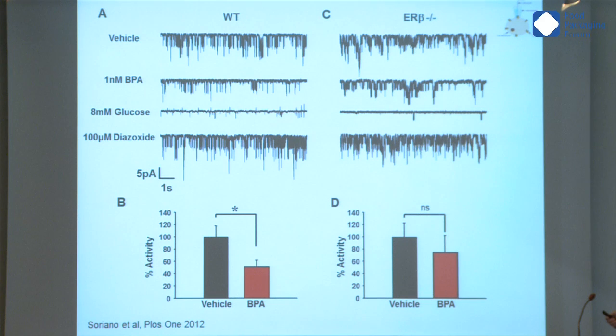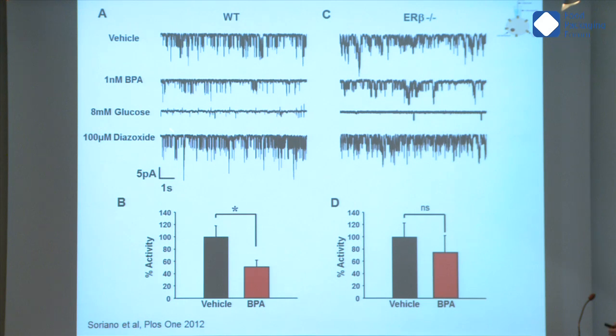And we can measure the activity of this channel using the patch clamp technique. So what we do here is see the opening of the channels. This is the closed state of the channel, and we are measuring the current through the channels. So the more lines, the higher the activity. And as we can see here, in 7 minutes, 1 nanomolar BPA closes the channel, and there is a decrease in the activity of the channel.